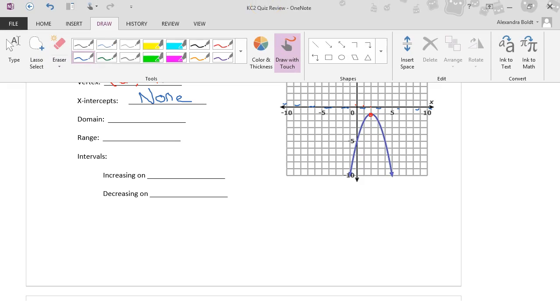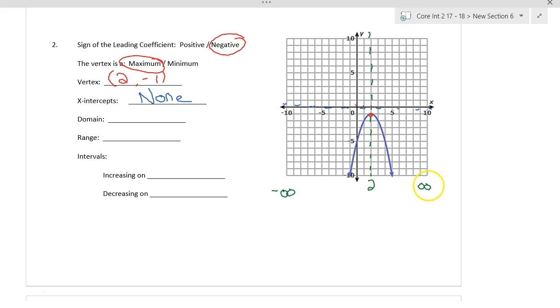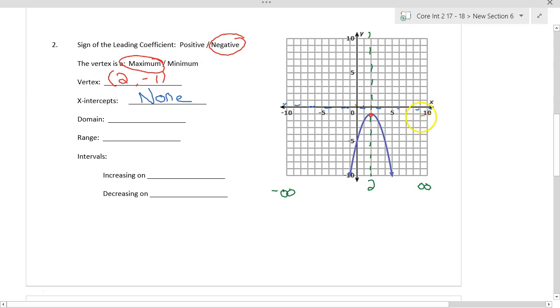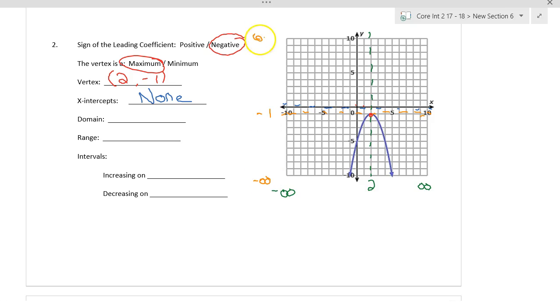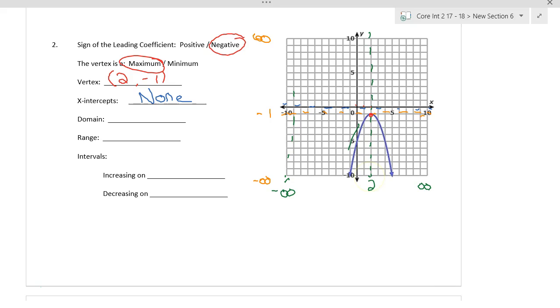Let's draw our lines through our vertex. Going up and down. That's at 2. Negative infinity and infinity. Going across. That's at negative 1. Negative infinity and infinity. Okay? So my domain, which pieces does it fall in between? Negative infinity to 2. Well, my graph is in between negative infinity and 2. 2 to infinity. Well, my graph is in that part as well. So again, domain is negative infinity to infinity. It fits between both of these.